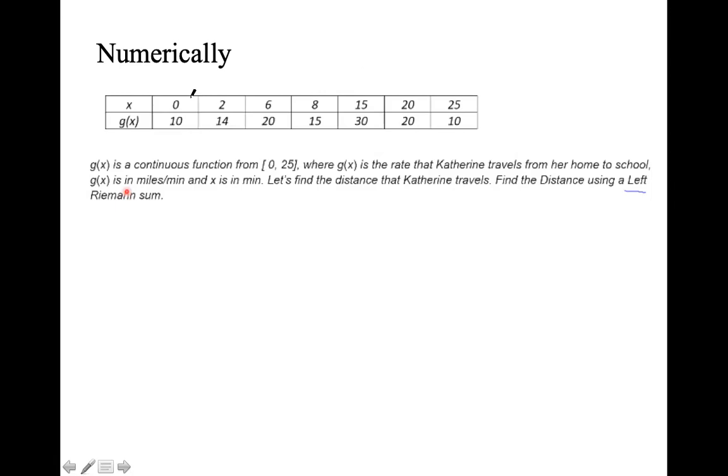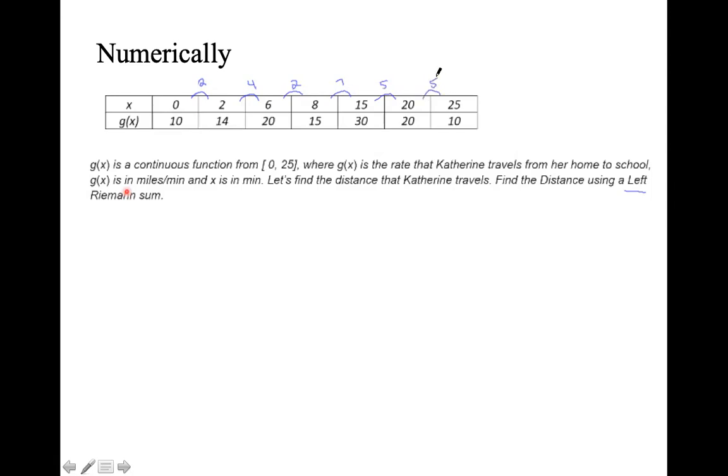We can look at how many spaces there are between these. So if I look at this first distance between these first two x values, we have 2. So the width of that first rectangle is going to be 2. From 2 to 6 is 4. 6 to 8 is 2. 8 to 15 is 7. 15 to 20 is 5. And 20 to 25 is 5.